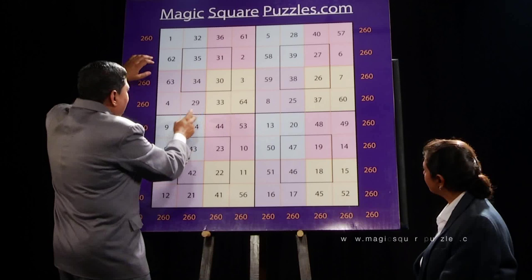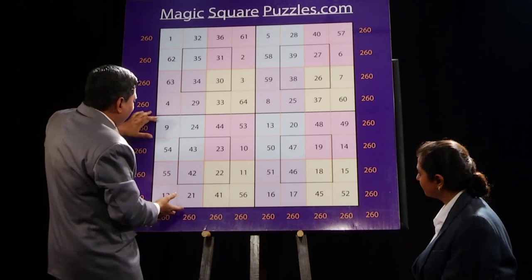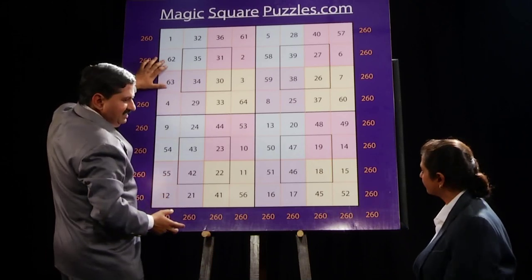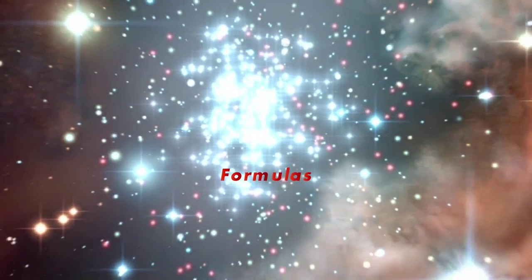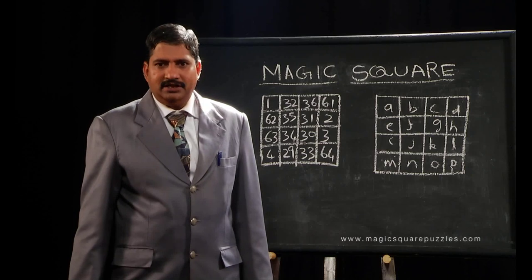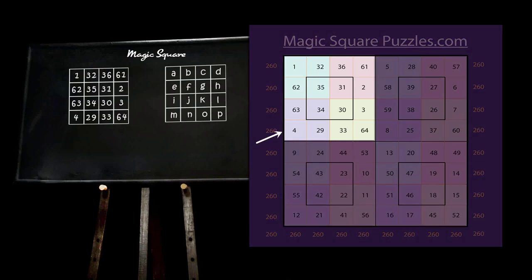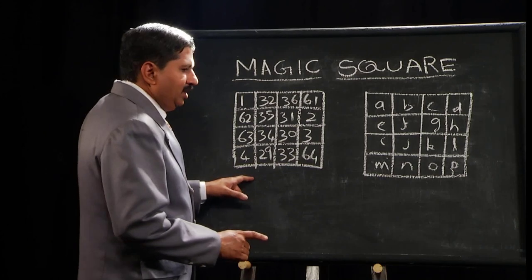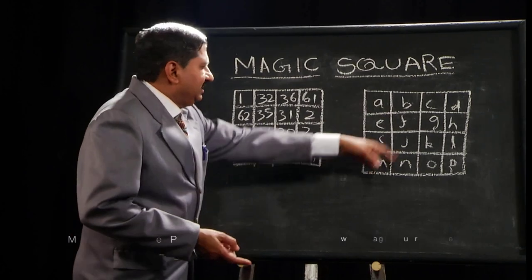Now I will be using one of these four subsquares as an example, and I will explain to you the structure of a 4x4 magic square. The 8x8 magic square that I have created consists of four 4x4 subsquares. One of the four 4x4 subsquares is this one. I will be using this 4x4 as an example to explain the structure of a 4x4 magic square. And I am taking this as a formula grid.